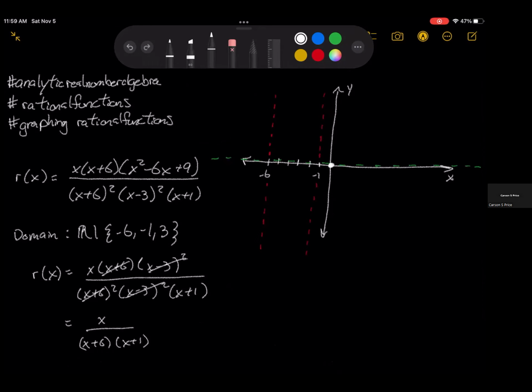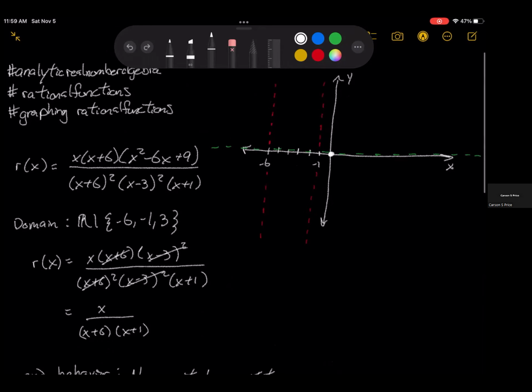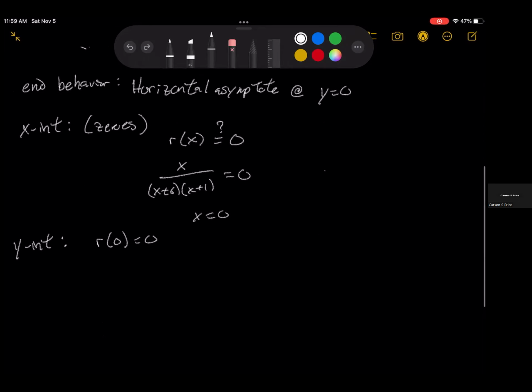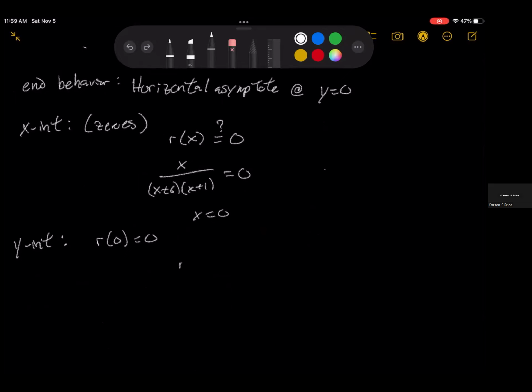Well, we've actually already figured that out, right? That's the point that we cross our y-axis at. So there's nothing else to do. If you plugged 0 in for x into r of x, you get 0 over a 6 and a 1, right? That's just 0. We already knew that. All right.